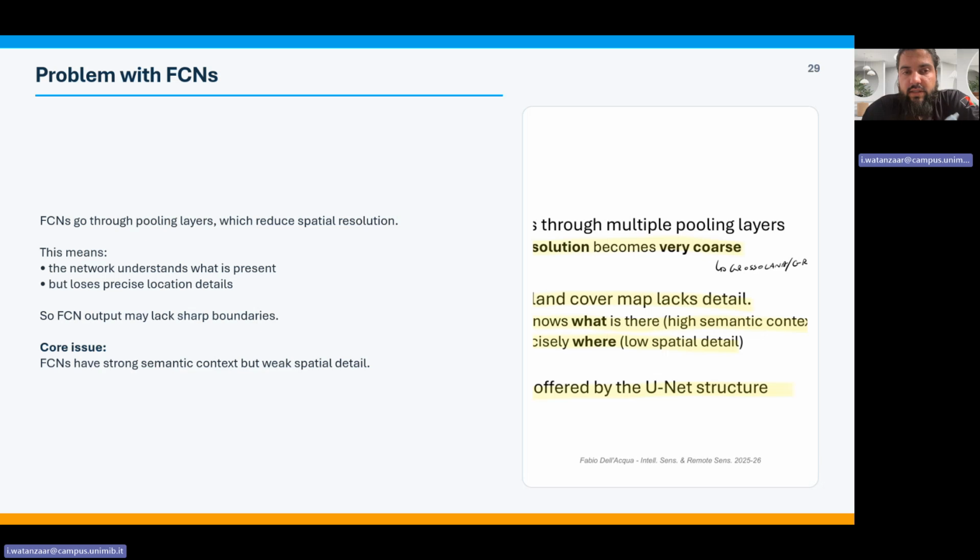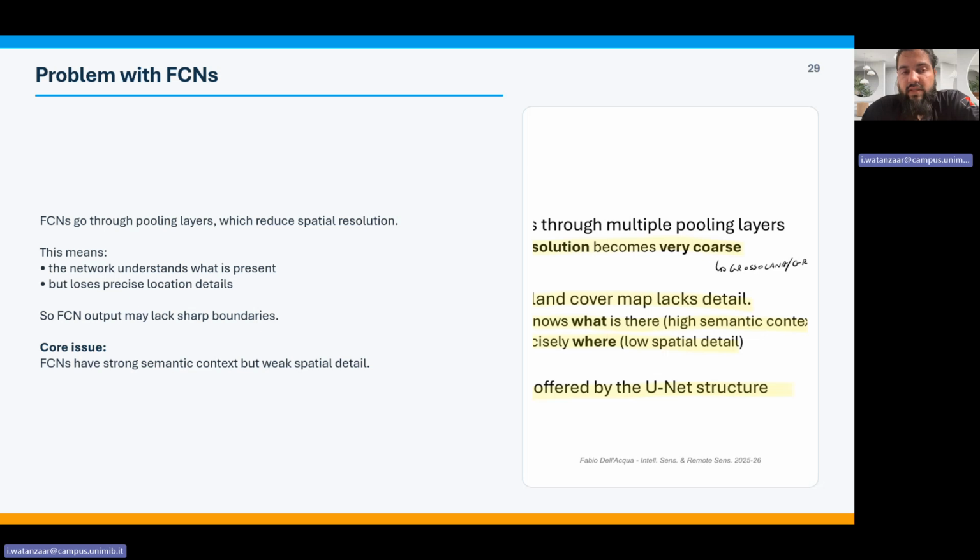So the network understands what is present exactly here as it goes through the pooling layers. Pooling layers and a layer inside the fully convolutional network, based on which they are deciding the class, reduce the spatial resolution here. This means the network understands what is present but loses the precise location detail. They are looking at the existence of the pixel, but forgetting the precise location details.